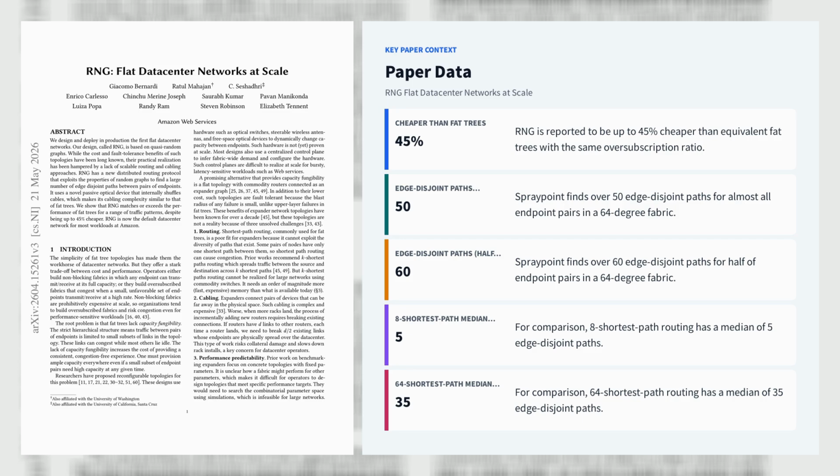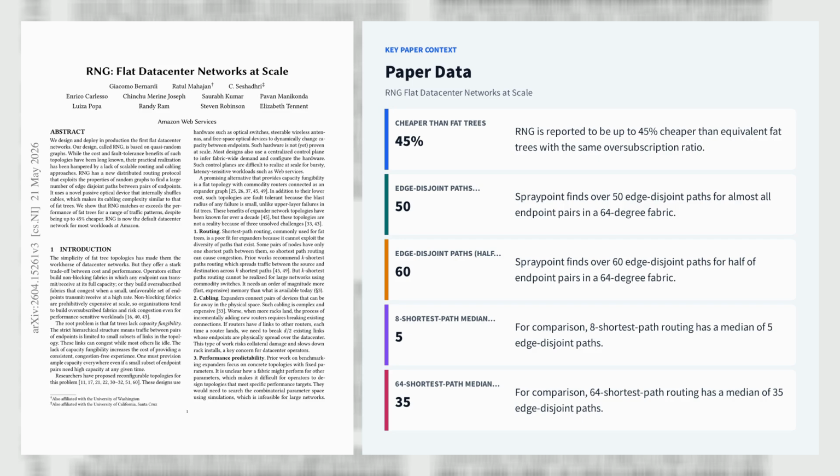For physical deployment, RNG introduces Shufflebox, a passive optical device that internally shuffles fiber connections, so cabling complexity stays comparable to fat trees while preserving expander connectivity. The authors also derive analytic models for path length, oversubscription, and cost, showing that RNG can be 45% cheaper than equivalent fat trees and, at the same oversubscription ratio, often delivers higher throughput across clique, hub, and matching traffic patterns.